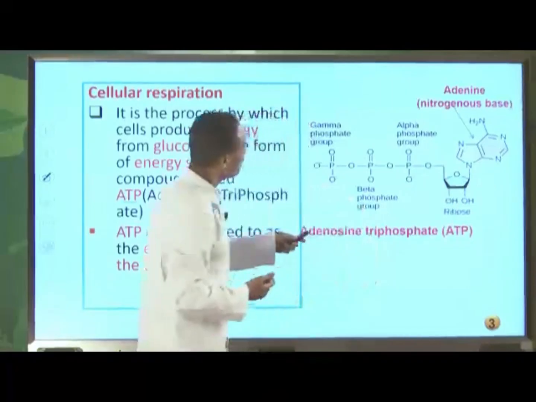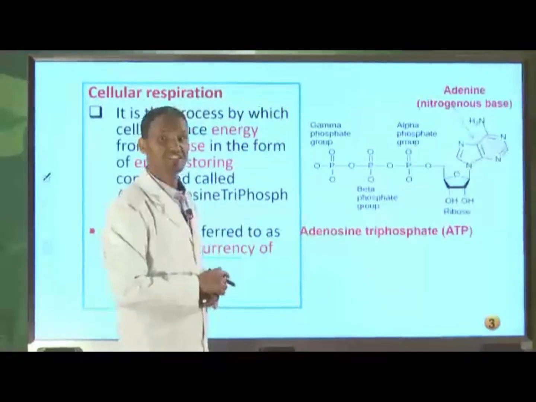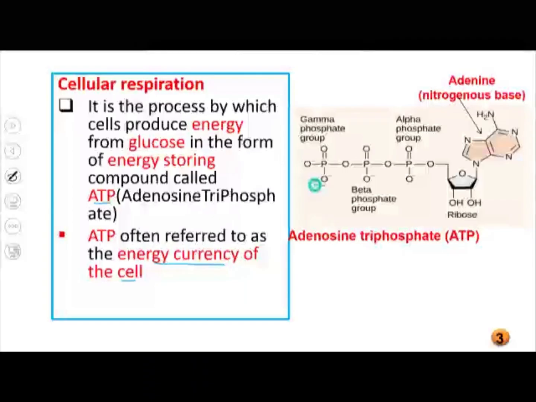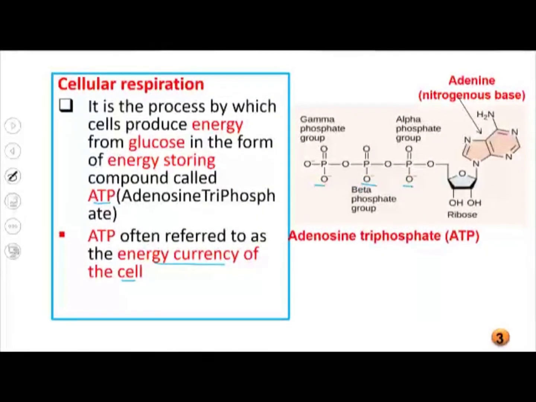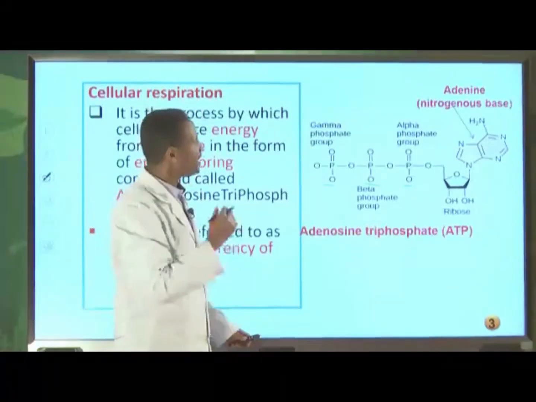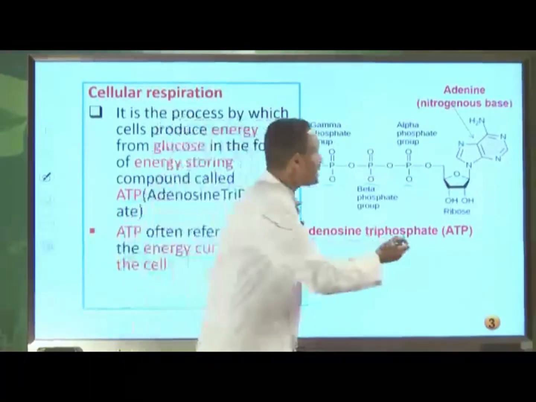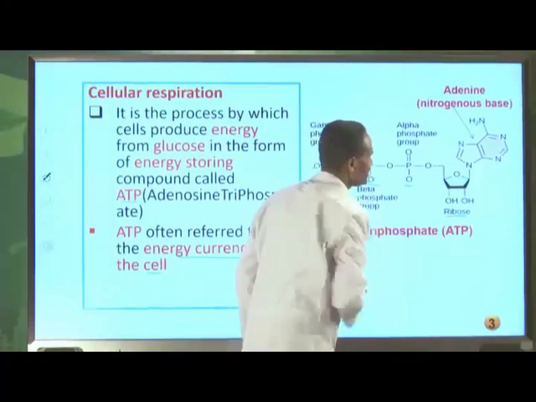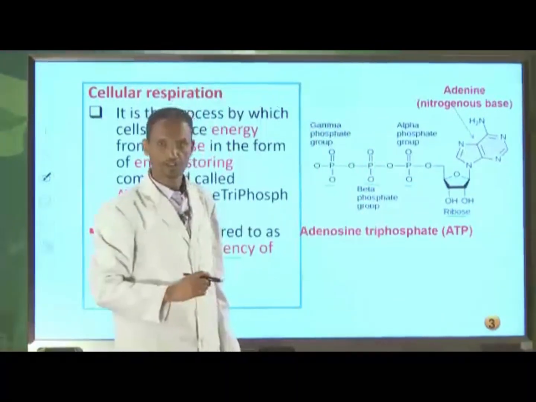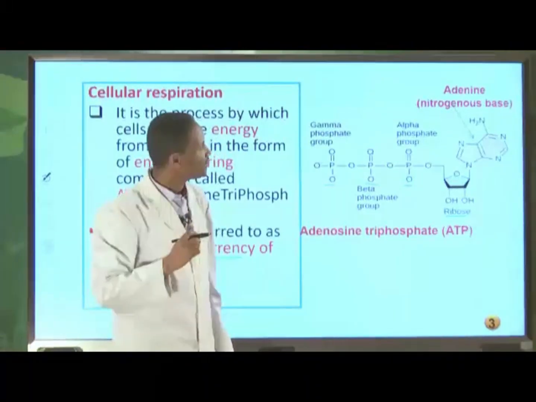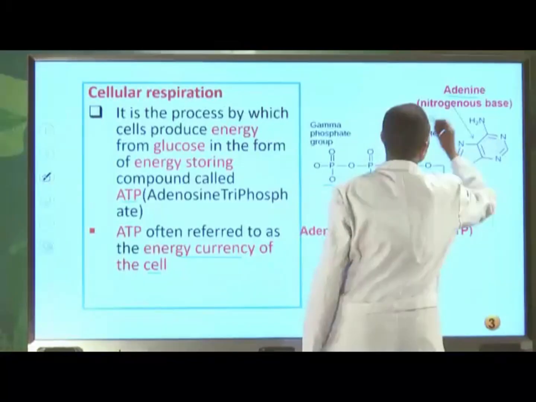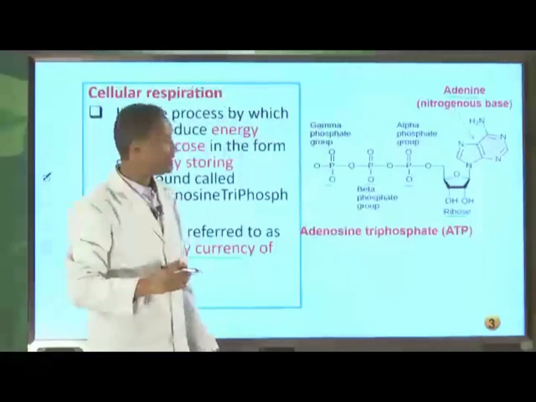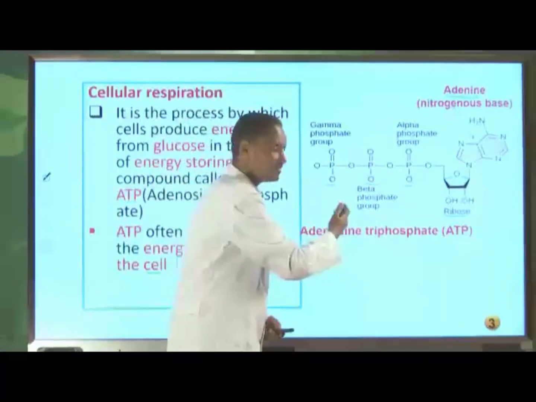Here, if you look at this diagram, this is the structure of ATP, or adenosine triphosphate. Adenosine triphosphate has 3 phosphate groups, and it also has a pentose sugar, which is called ribose. And also, adenosine triphosphate contains a nitrogen base. This nitrogen base is called adenine. Therefore, it is called adenosine triphosphate.